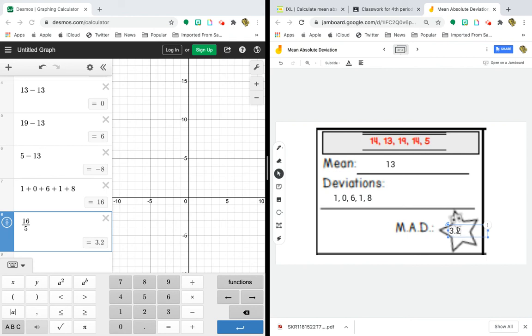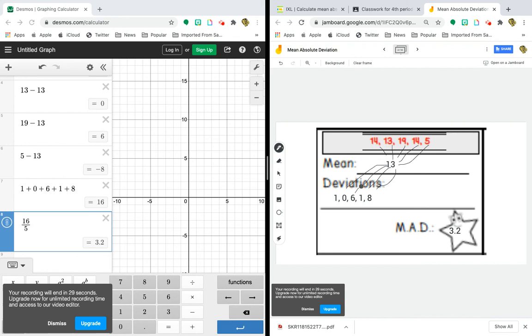and so that ends up giving us a value of 3.2. Okay, and so all we did, if I'm going to write some notes, we added these together and divided by 5. Then we subtracted 14 minus 13, 13 minus 13, 13 minus 13, 14 minus 13, and 5 minus 13. And so we ended up getting all of these values, and we ended up putting them right here. Okay? So that's how we work mean absolute deviation.